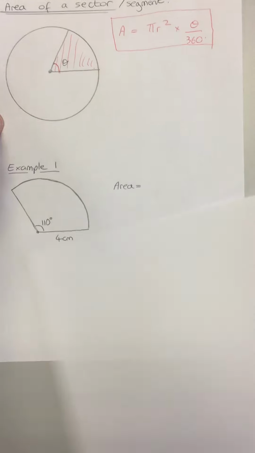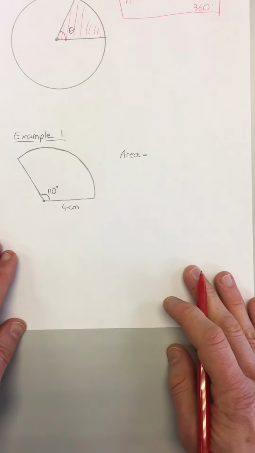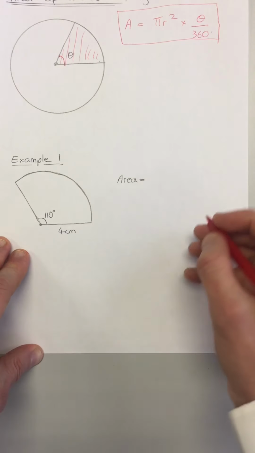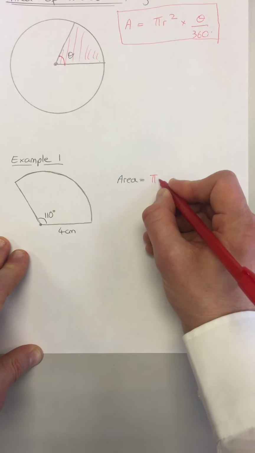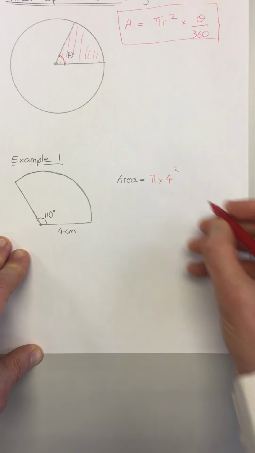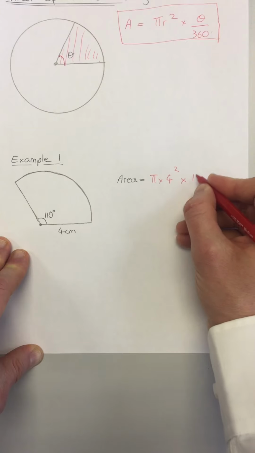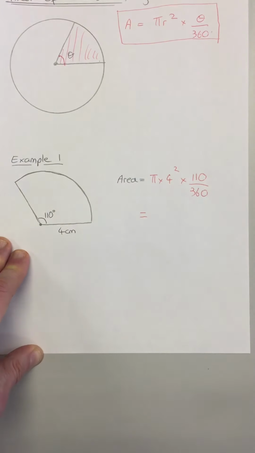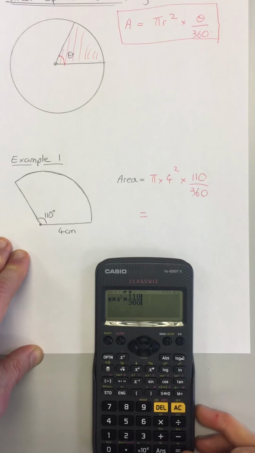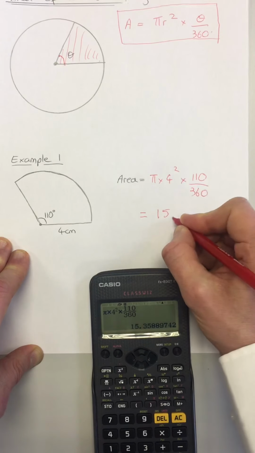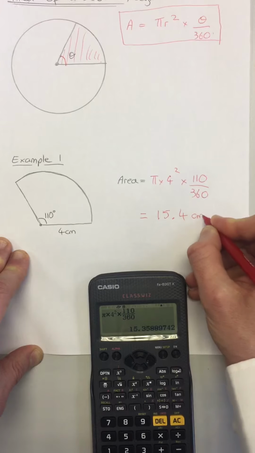So in this example, I want to be able to work out the area of this sector here. So I'm going to use the formula that we've just seen. I'm going to do pi times the radius, which in this case is 4 squared, multiplied by the angle, which is 110, divided by 360. And if we type that into our calculator, we can see that to 3 significant figures, we get our answer as being 15.4 centimetres squared.